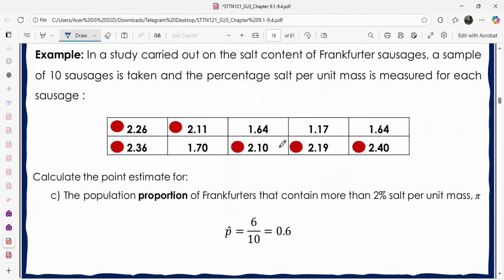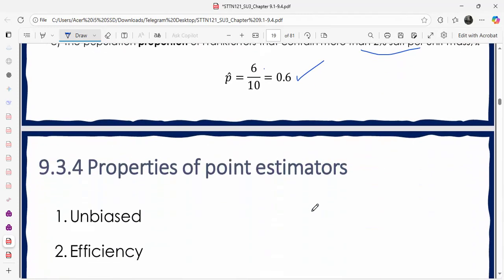And then for the population proportion, the point estimator of a population proportion, since they said that it contains more than 2% for a salt, more than 2%. The 2.26 is more than, 2.36 more than, 2.11 more than, 2.1 more than, because they are more than 2%. Even this one, more than. We count them: 1, 2, 3, 4, 5, 6. So it's going to be 6 divided by 10. You get the sample proportion as 0.6. So yeah, that's what you do.